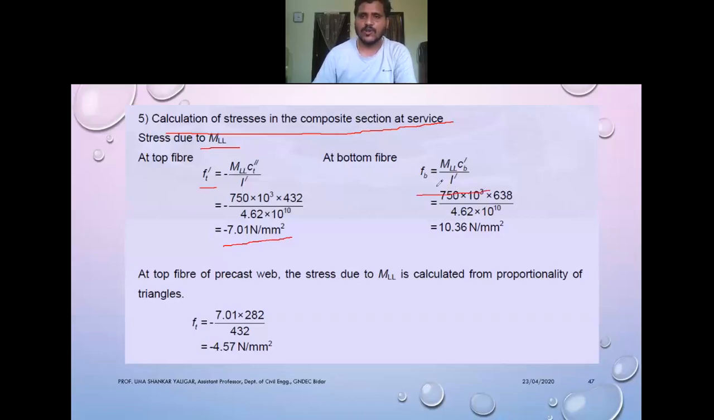Similarly, the stress at the bottom is equal to MLL into CB dash by I dash. Substitute the values, and you will get 10.36 Newton per mm square. These are the stresses at top and bottom due to the live load moment.